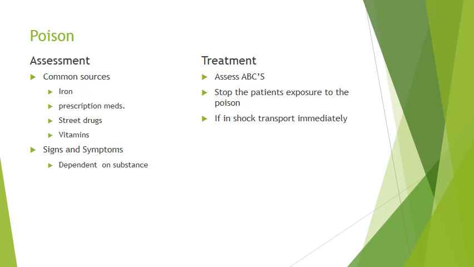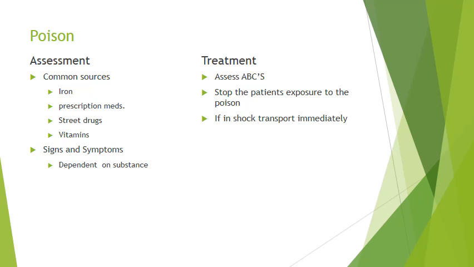Poison. The signs and symptoms are dependent on the substance, which are the same as if they were an adult, but it takes much less of that substance to cause signs and symptoms. Here are some common sources: iron, prescription drugs, street drugs, and vitamins. Now, hopefully no parent is giving their baby street drugs, but you never know.